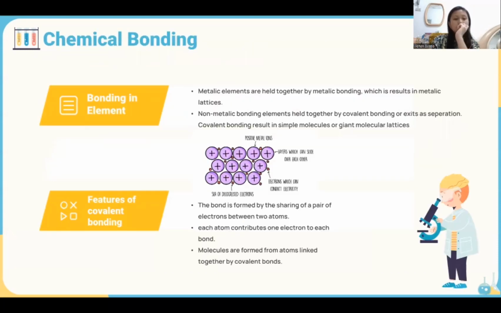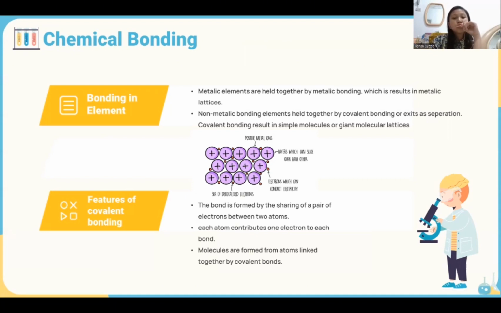Now, chemical bonding in elements. Metallic elements are held together by metallic bonding, which results in a metallic lattice. Non-metallic elements are held together by covalent bonding or exist as separate atoms. Covalent bonding results in simple molecules or giant molecule lattice.